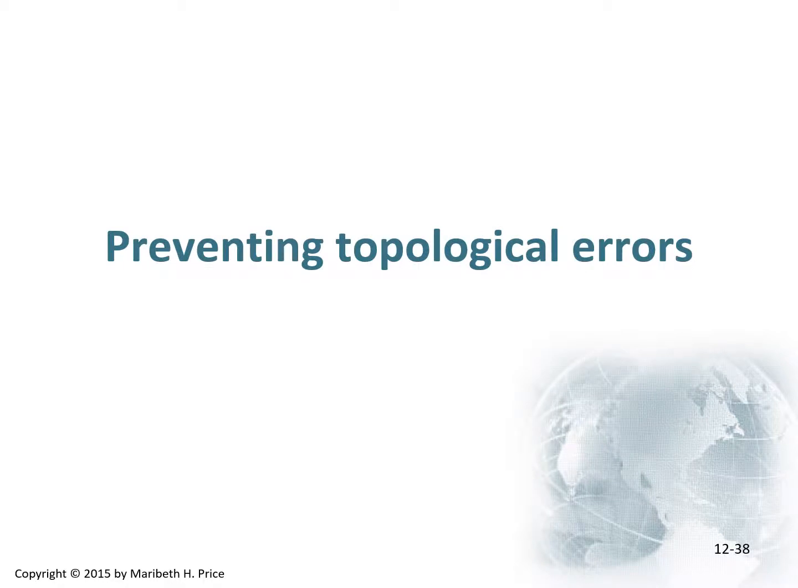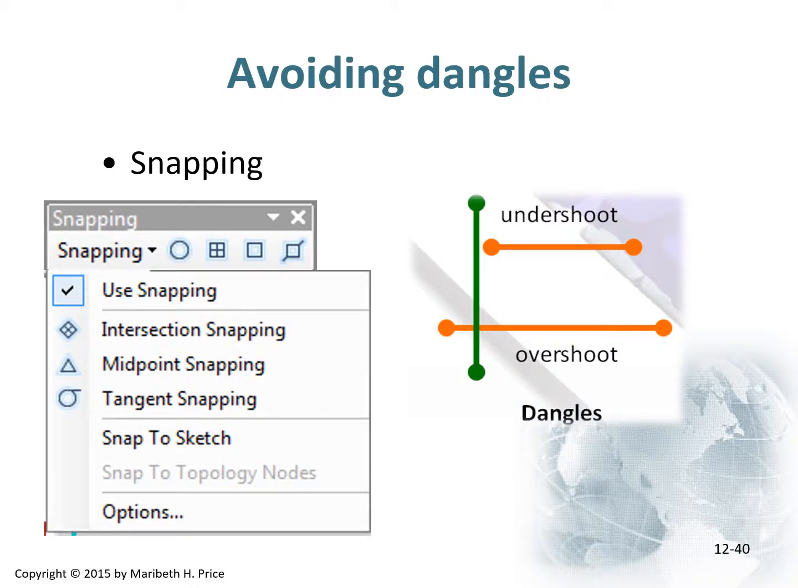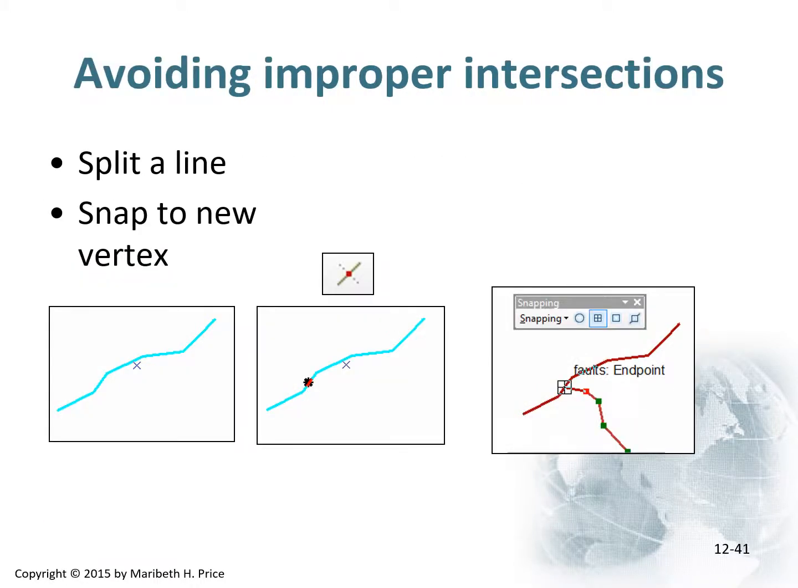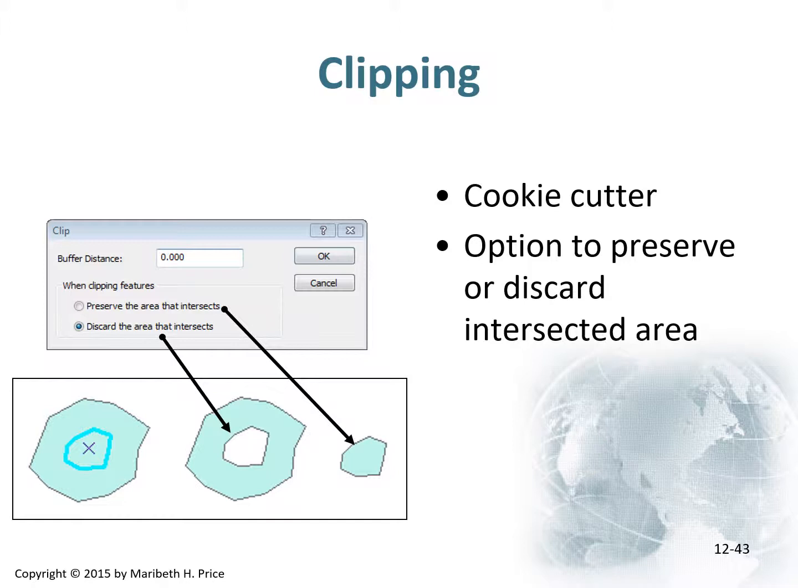How do we prevent errors? Basic editing is to avoid topological errors to begin with. Use tools like snapping and splitting lines, autocomplete, and the cut polygon and clip tools, and then use map topology and shared editing. Avoid dangles using things like snapping. You can avoid improper intersections by splitting lines and snapping the vertices. You can avoid gaps and overlaps using the autocomplete tool. Clipping works wonderfully to get rid of stuff.